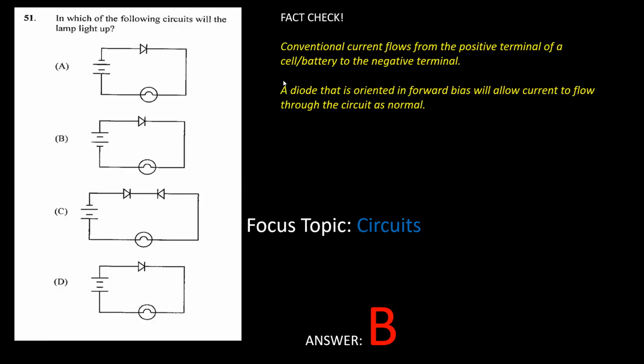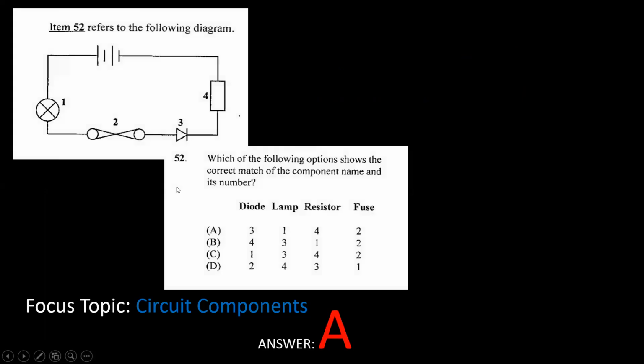51. In which of the following circuits will the lamp light up? So we have a diode and a lamp in series in the first two. But for the lamp to light, the diode has to be in forward bias, and that is shown in B here. The answer is B.